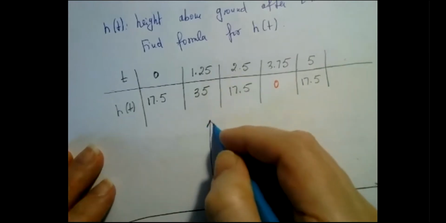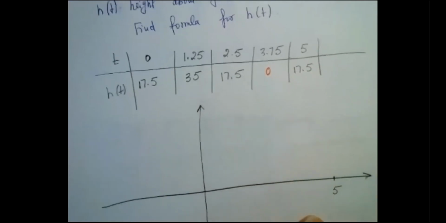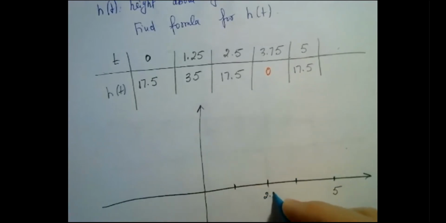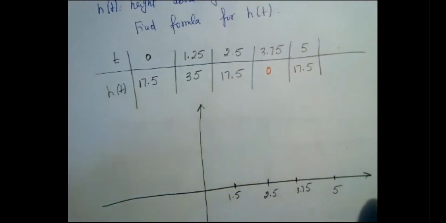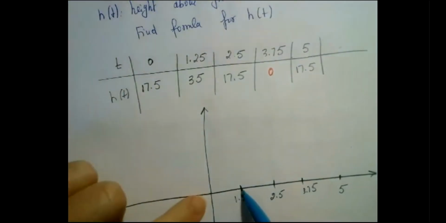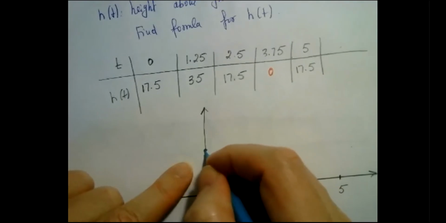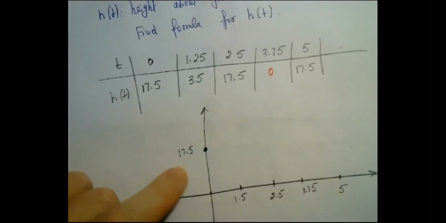Okay, so sketch the graph. So this is my 5 here. And immediately we're dividing into 4 equal pieces. That's really what's happening here. So this is my 2.5. These are, and that's my 1.25, and that's my 3.75. And now we're going to pick up the values and graph. At 0, I am at 17.5. So let us imagine this is 17.5 right here. I am right here.